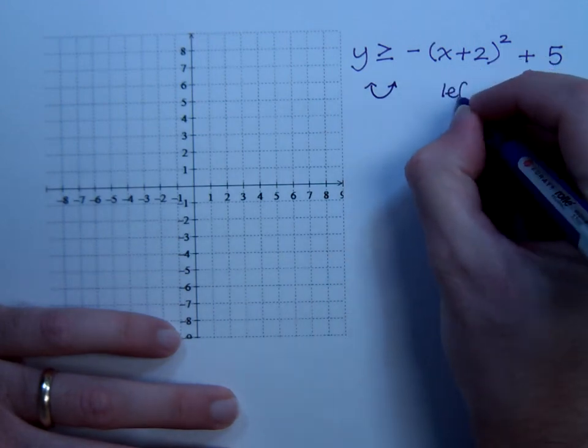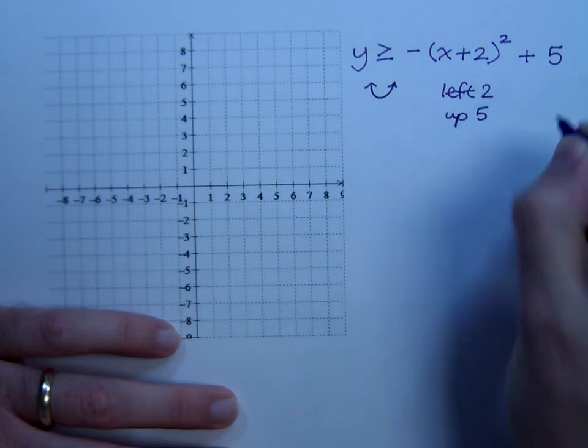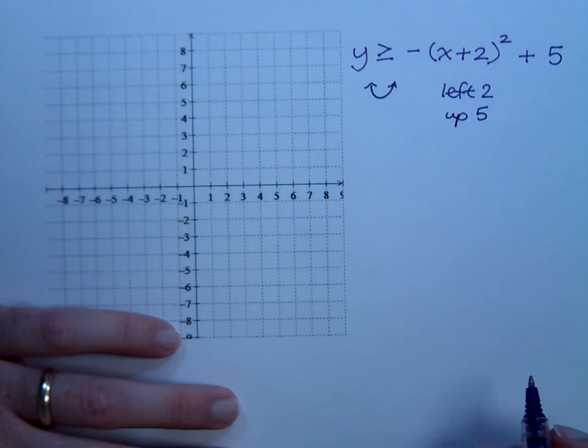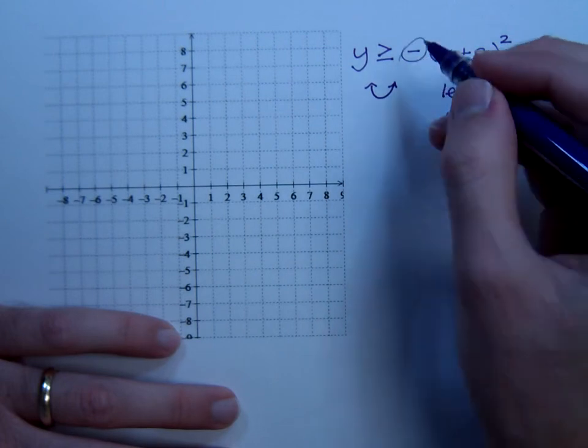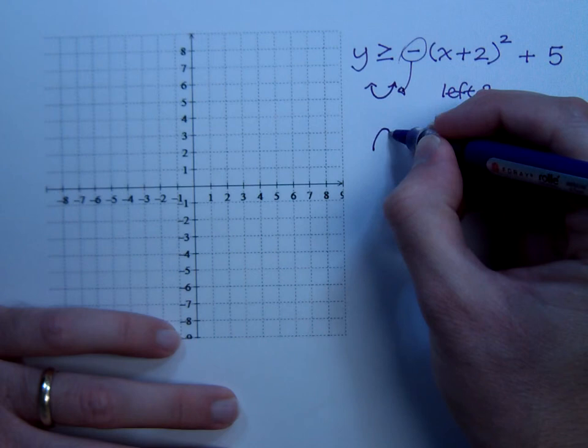So you say we're going to the left 2 and up 5. All right, I believe that. What else? What tells you it's upside down? The negative here, coupled with this guy, means that you're going to have an upside down parabola.